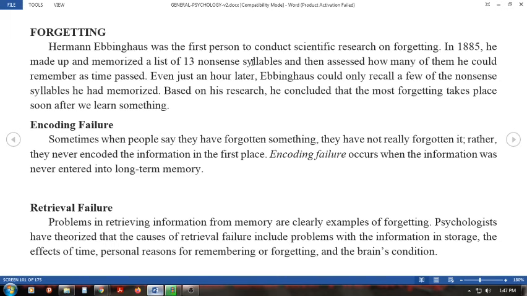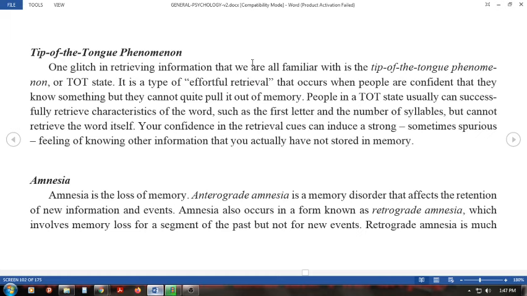And then we have the encoding failure. Encoding failure is, of course, ma-fail encode, then wala na. Di na siya makakuha sa memory. And we have retrieval failure, na encode, na store, but dili ma-retrieve. Na, sa term nila ani, ang data na pulihan na og lain, no, ang data. I'm really sorry, I forgot the term. Na-decay na ang data, no?